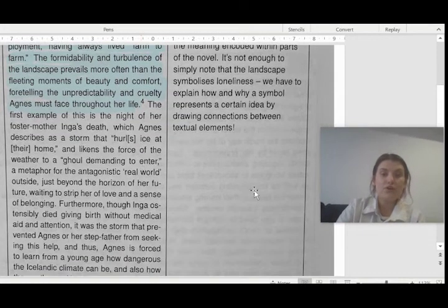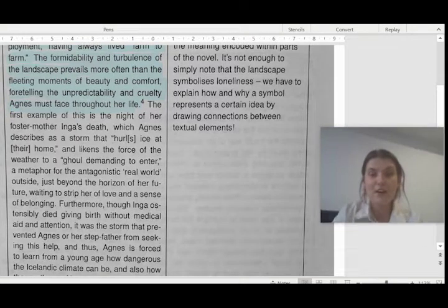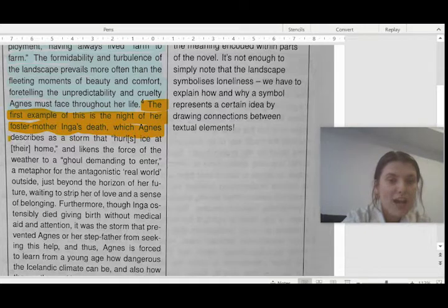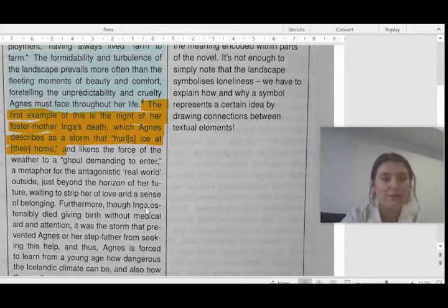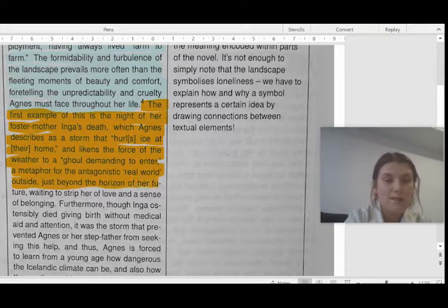So now we've got some evidence. I'm going to highlight that for us. The first example of this is the night of her foster mother Inga's death, which Agnes describes as a storm that hurls ice at their home. Now, obviously we can see here that this writer has had to manipulate the quote to make it fit, so they've popped that into brackets so that we can see the changes that they've made in order to make it flow. And likens the force of the weather to an antagonistic real world outside.